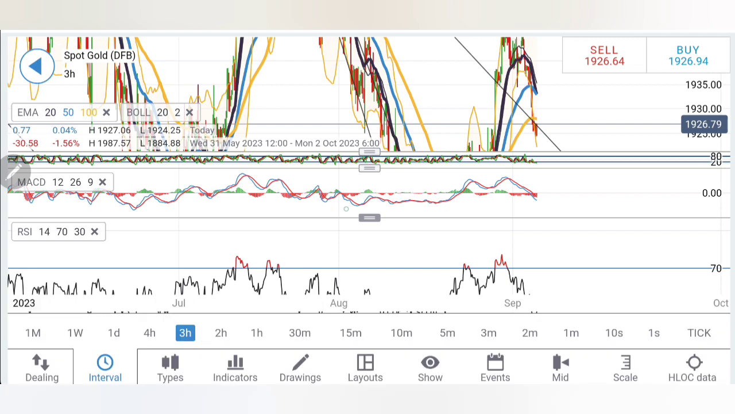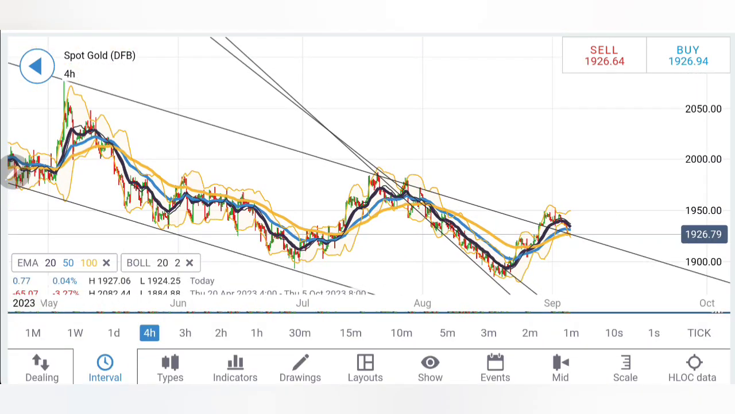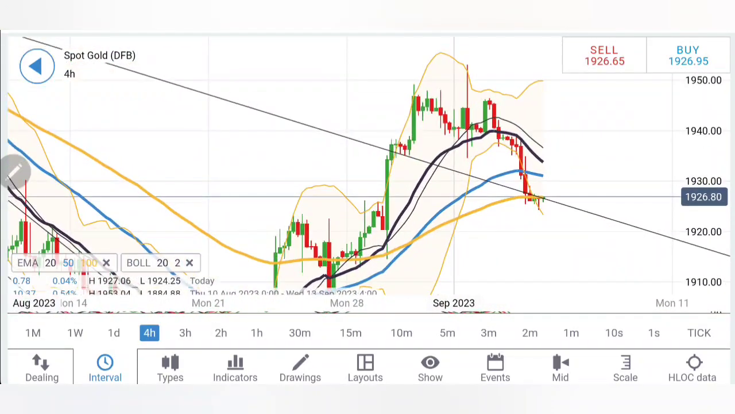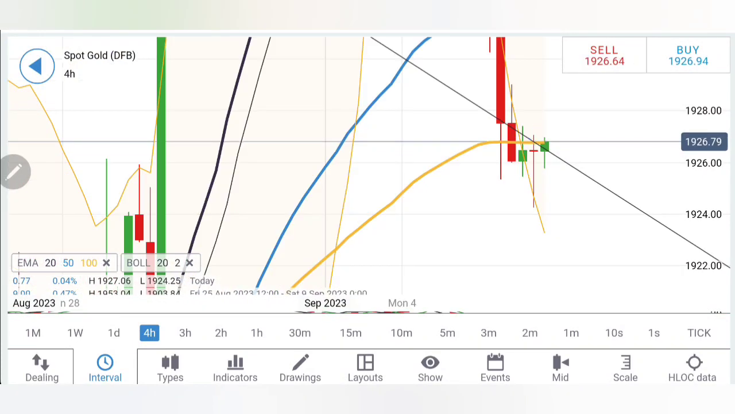RSI at bottom, possibly we can expect it to recover a little. Now look at 4-hour charts. On the 4-hour charts, this candle could be a reversal sign. When should it be considered a reversal? When the current candle takes it above 28 levels, it might try to station here.